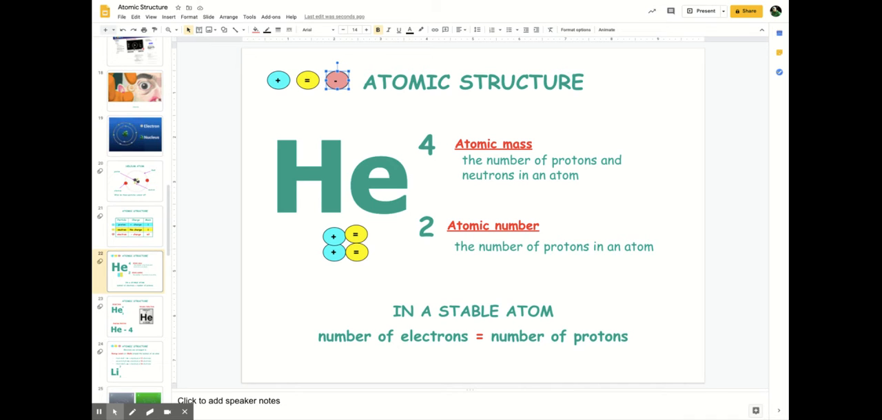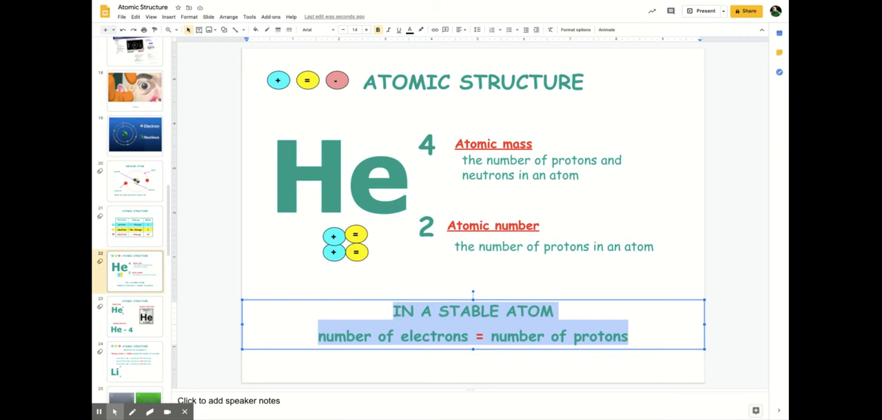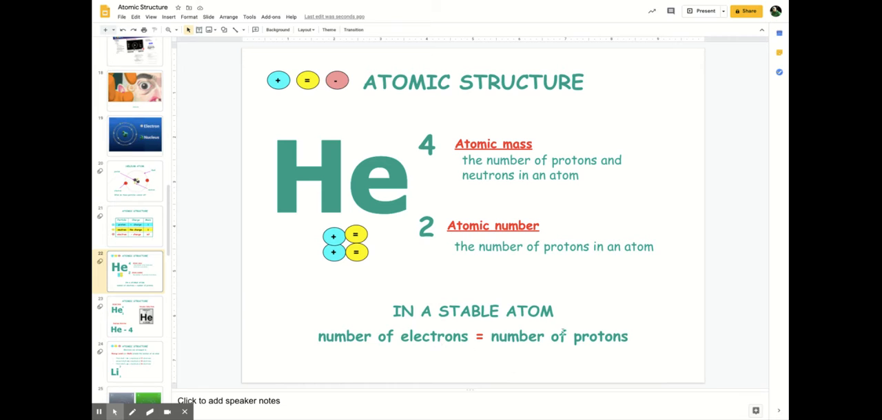Because even when you were born, you were like 10 pounds, but you weren't even 1 year old yet. This is very important here, and this is going to become very important as we move through very quickly. In a stable atom, and as of right now, every atom that you know of is stable, the number of electrons is equal to the number of protons. So right here in this atom, how many electrons would there be? Hopefully you are answering 2, because if you know there's 2 protons, then there better be 2 electrons.